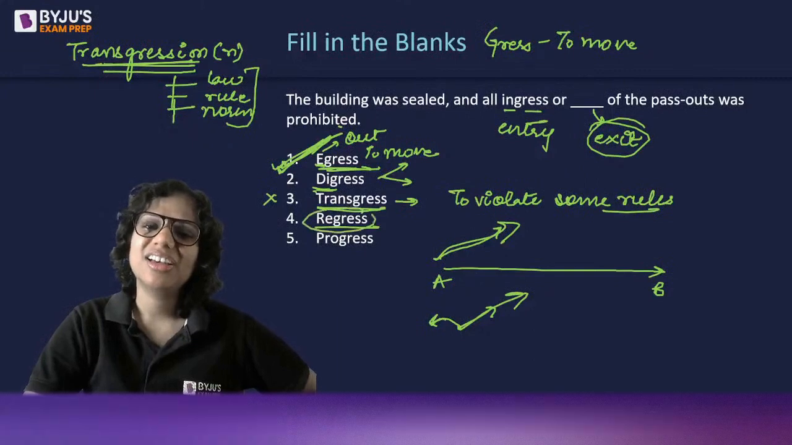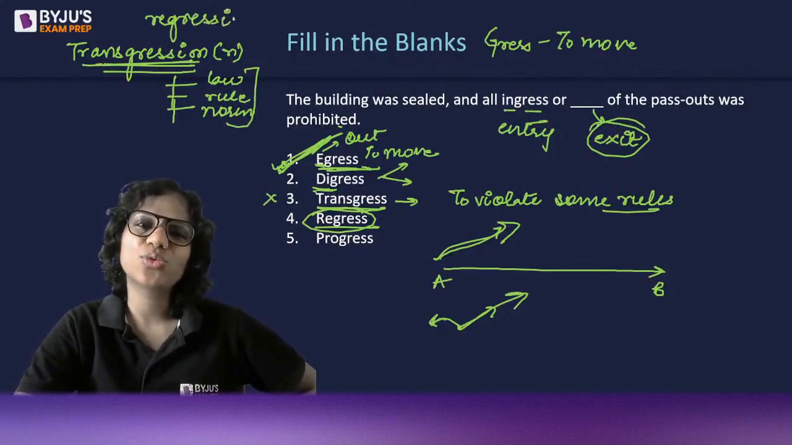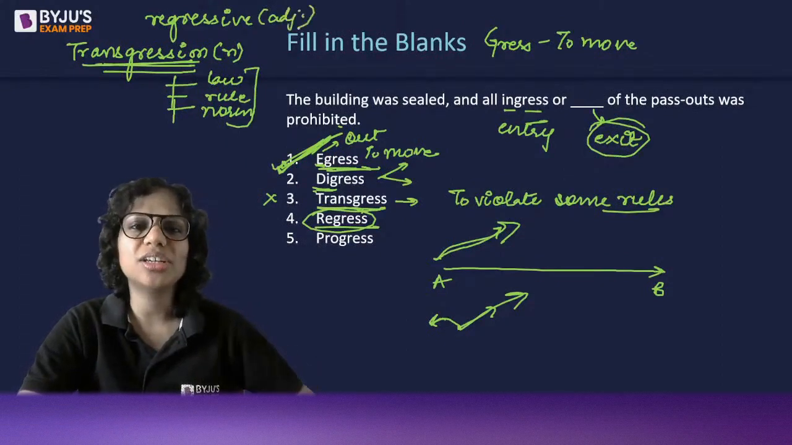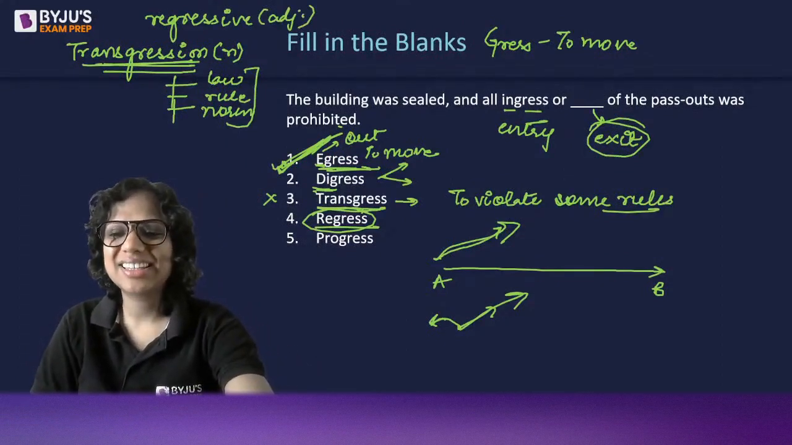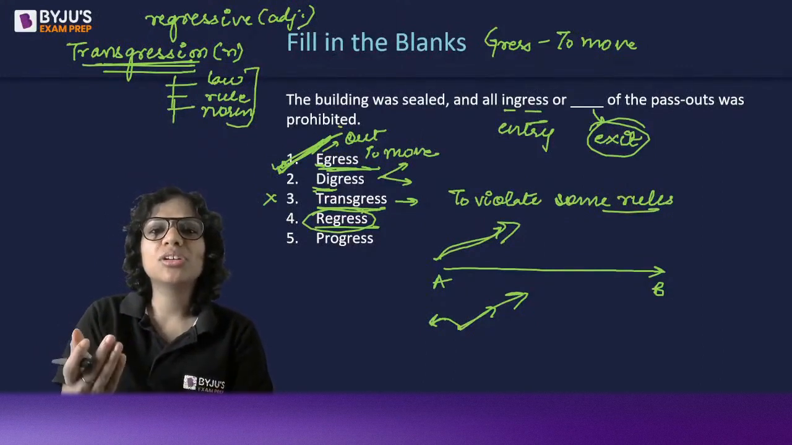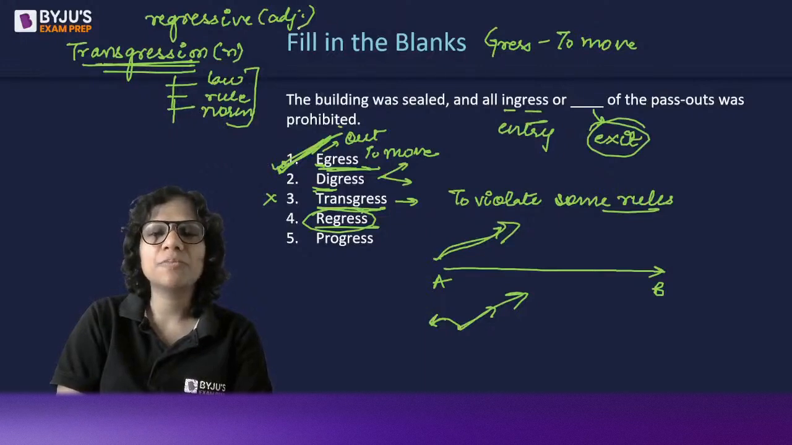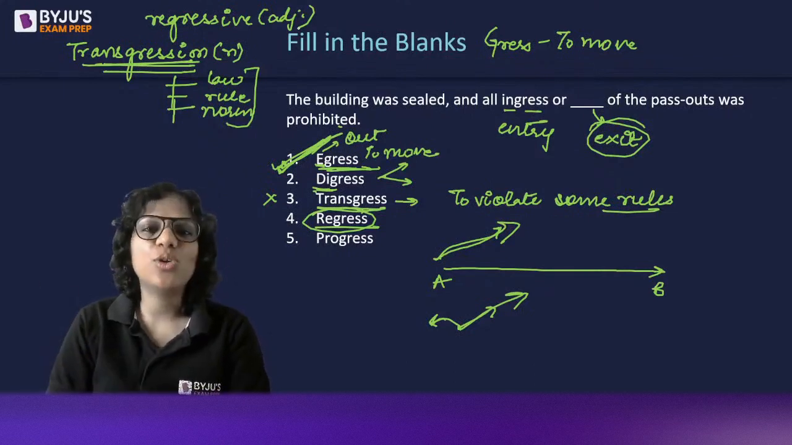Regress. So if I call a measure regressive, again you must have heard this word, regressive. This is such a regressive measure. We say this. So regressive means when you go back. So if I talk about the US's law that banned abortion, right? This was a very regressive law.